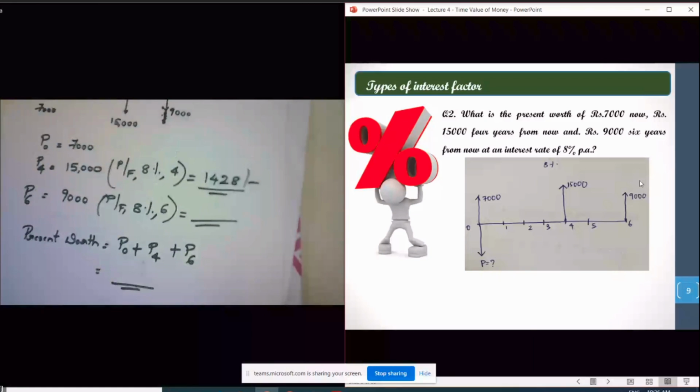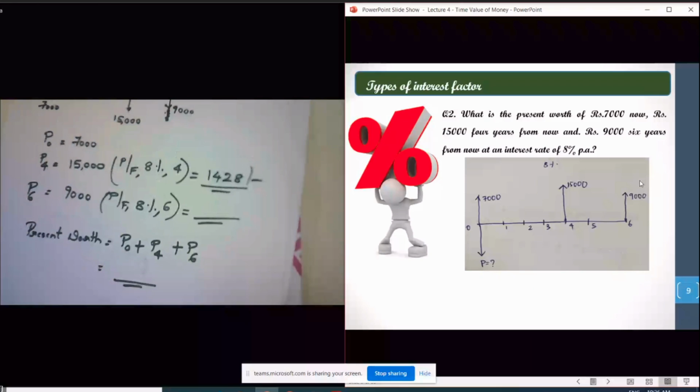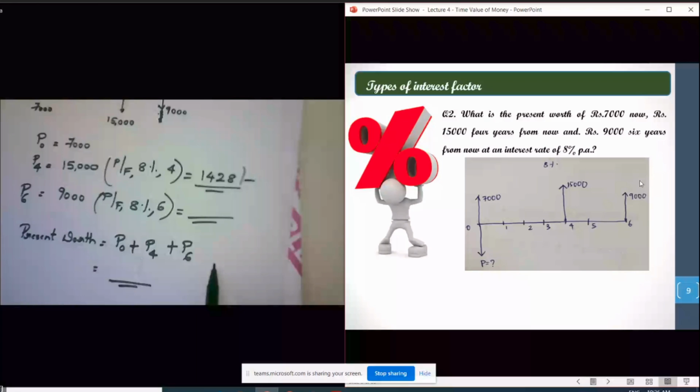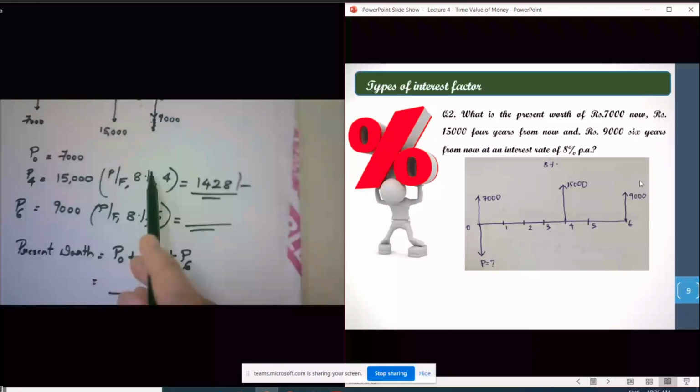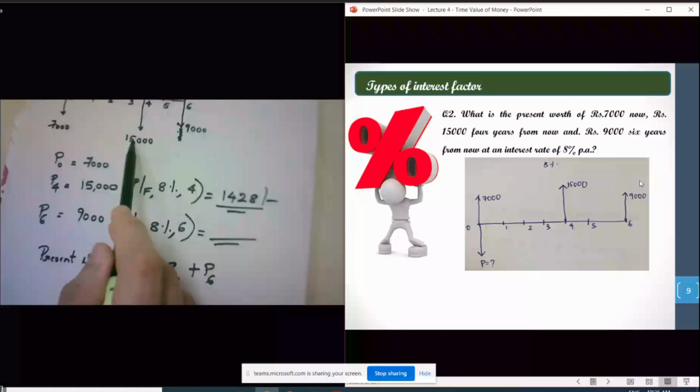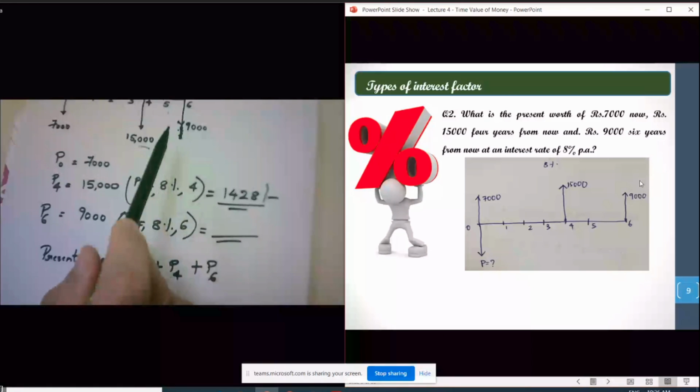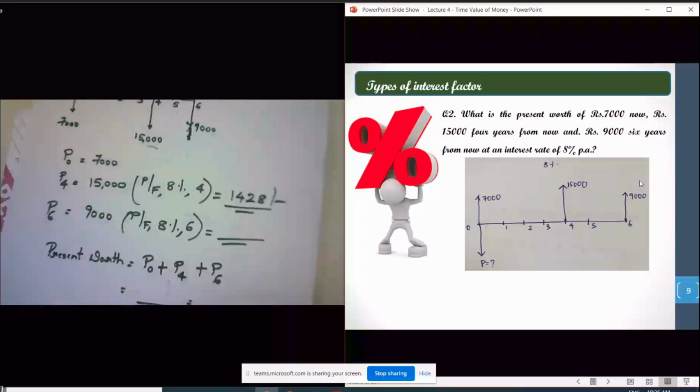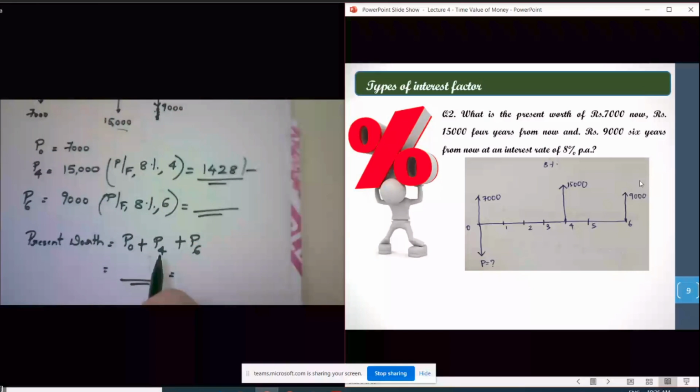No, here see again, if I want to infer from this, the present value, right? If I deposit 7,000 now, if I deposit 15,000 after 4 years, and if I deposit 9,000 after 6 years, its value as of today is this value, whatever you get here. What's the value here?